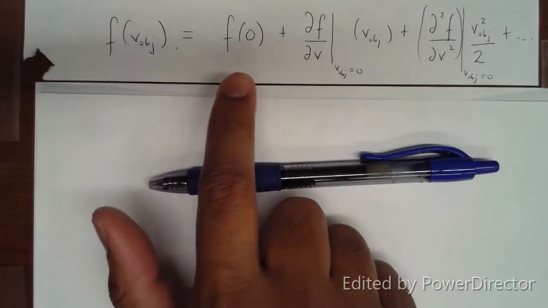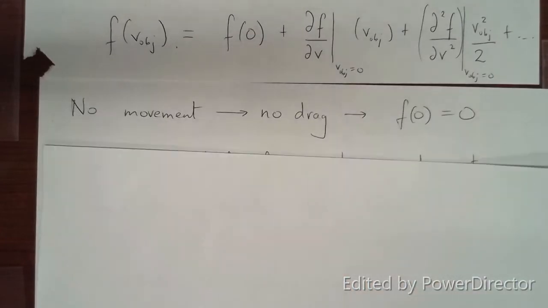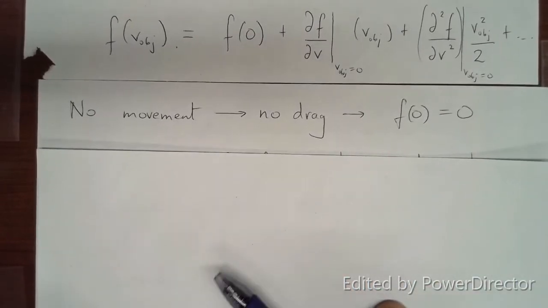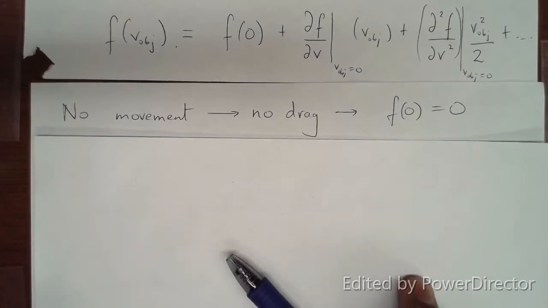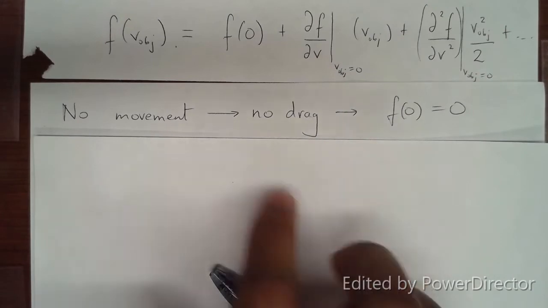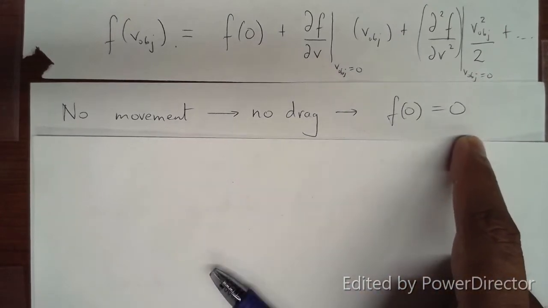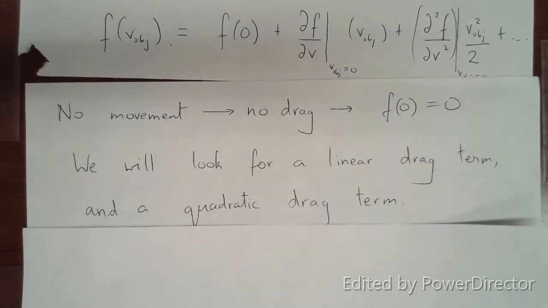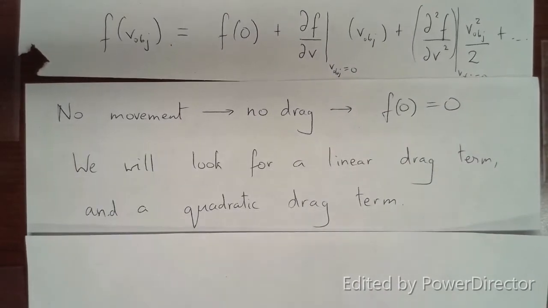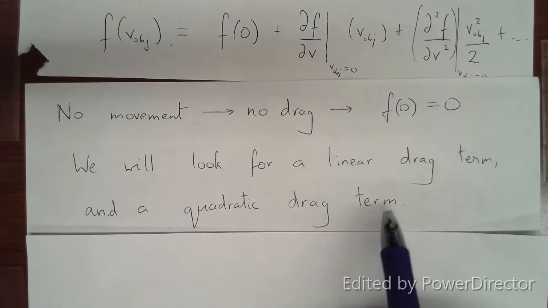So starting with the first term, f of 0, well, if there's no movement, if the object is not moving, we don't expect there to be a drag force. After all, if it's not trying to go anywhere, there's no reason for the liquid to push it or pull it in any particular direction. And so we expect that f of 0 is just 0. So that eliminates the first term. So we will look for a linear drag term and then a quadratic drag term. In this video, we will first pursue what happens with the linear drag term.